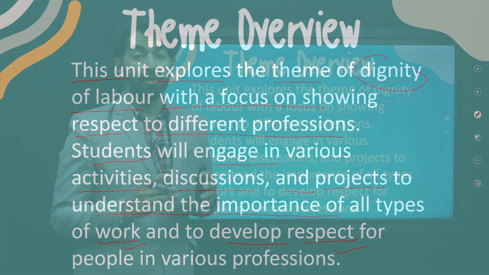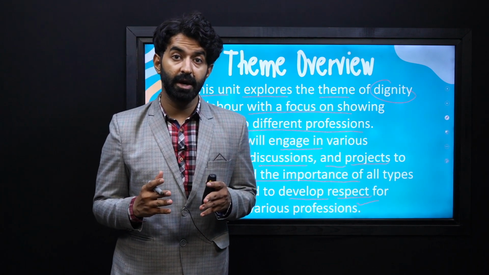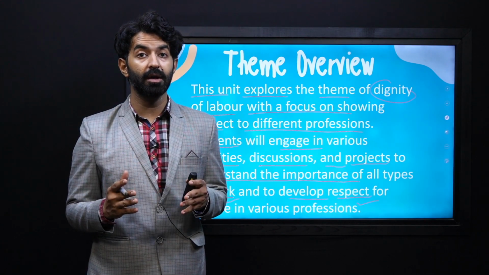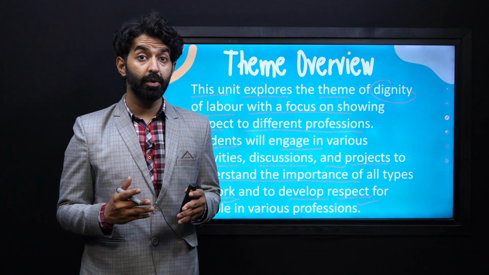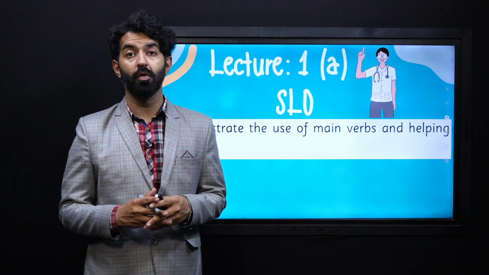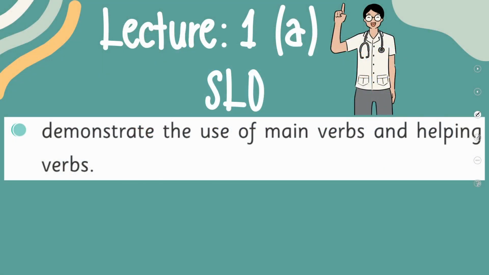Now, this chapter will make you understand the work that's done in different professions, and you will have a very good idea about labor and professions of different kinds. After this quick overview of the theme, let's get started with lecture number 1A. Lecture 1 is divided into different parts. For lecture 1A, our students' learning outcome will be to demonstrate the use of main verbs and helping verbs.